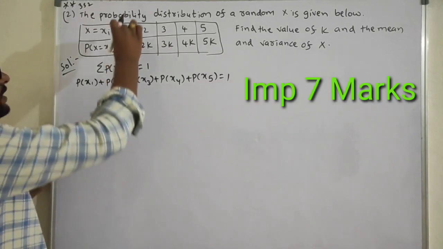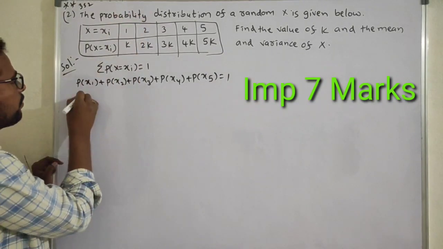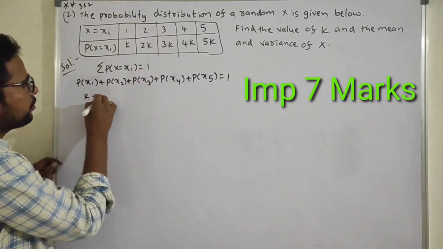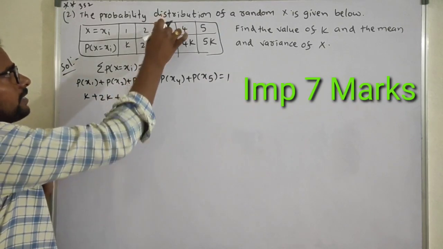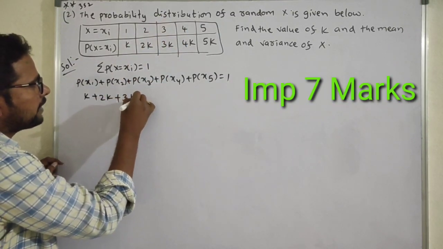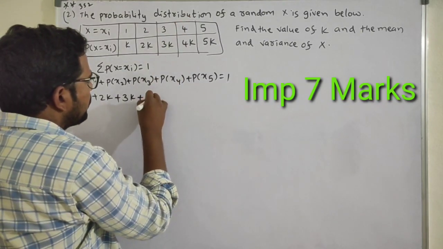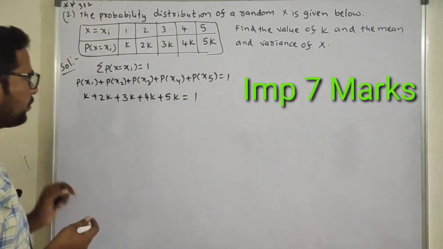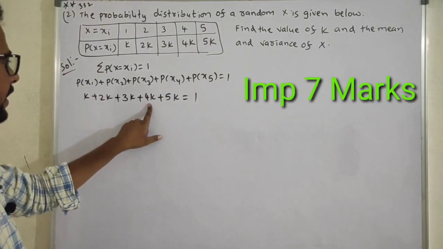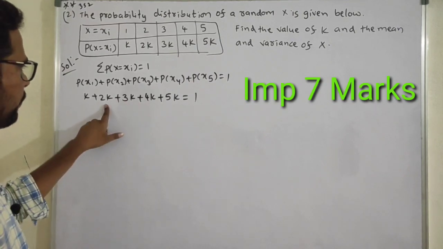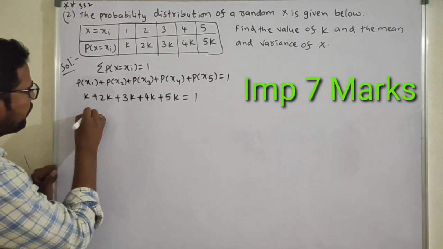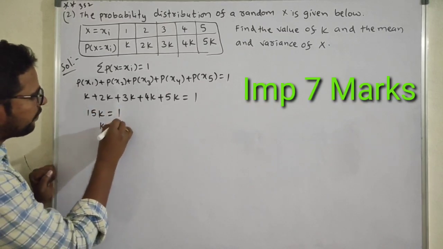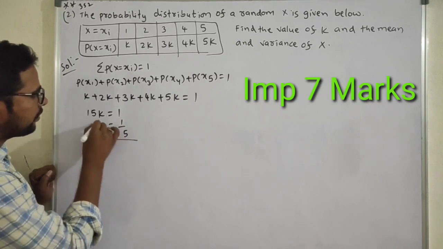Okay na? So take this as x1. What is the probability of 1? k. So first probability of x1 is k plus probability of 2 is 2k plus probability of 3 is 3k plus probability of 4 is 4k plus probability of 5 is 5k is equals to 1. So add total, 5k plus 4k 9k, plus 3k 12k, plus 2k 14k, 15k. 15k is equals to 1. So k is equals to 1 by 15. This is the k value.